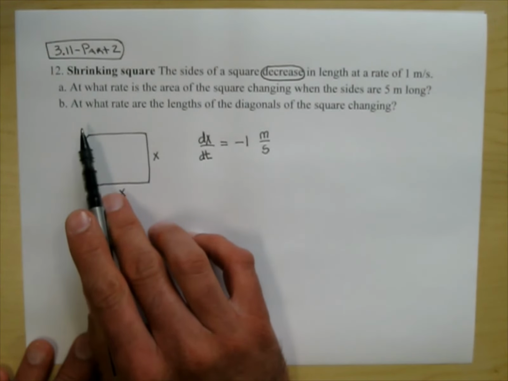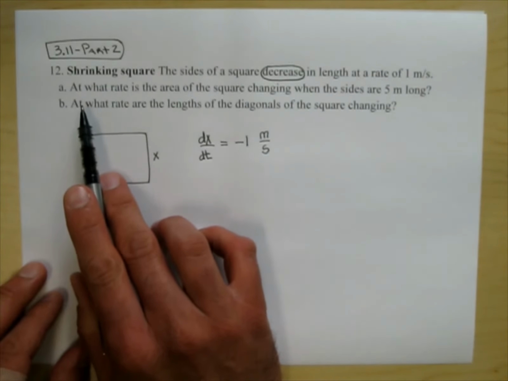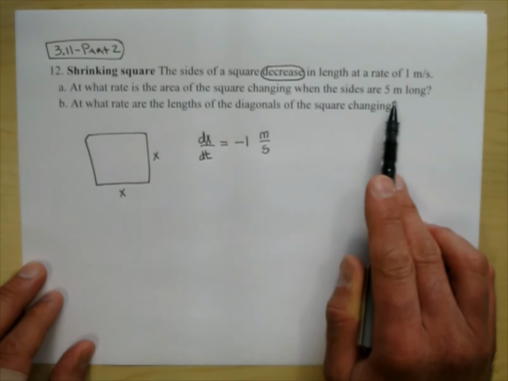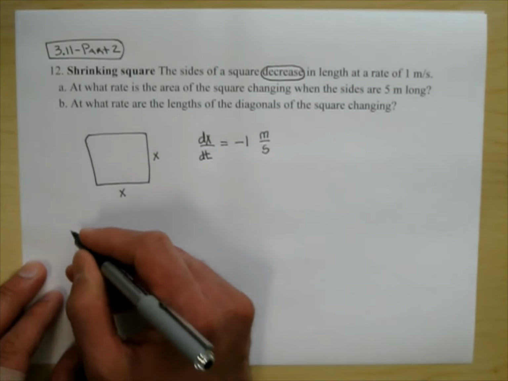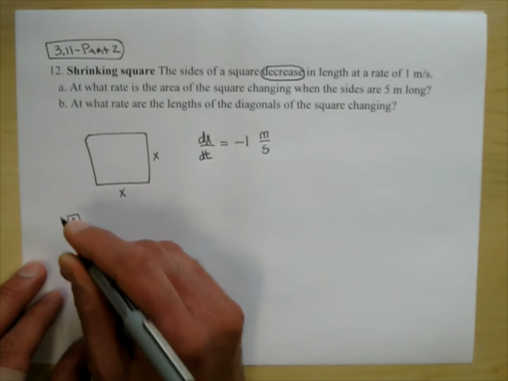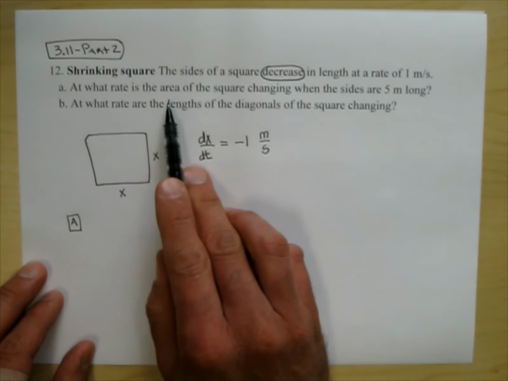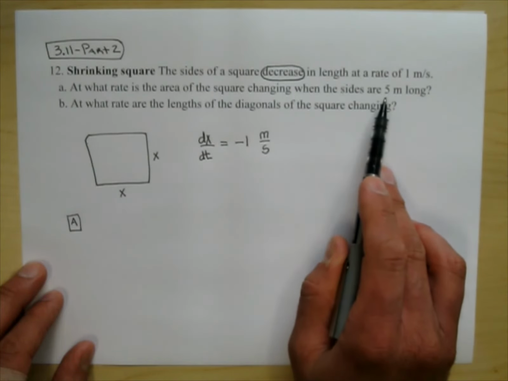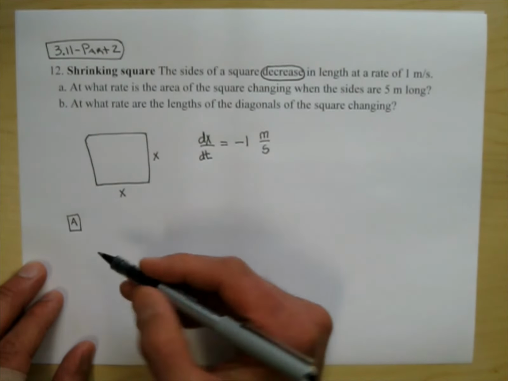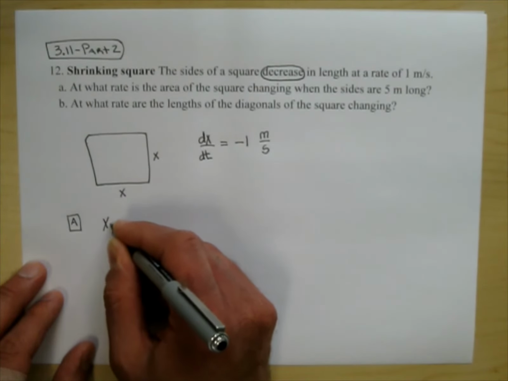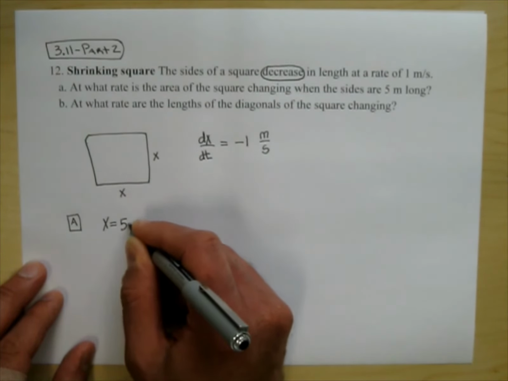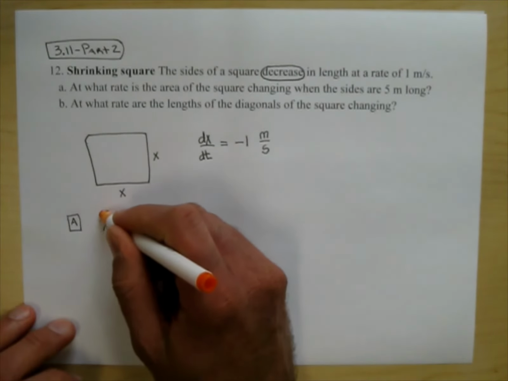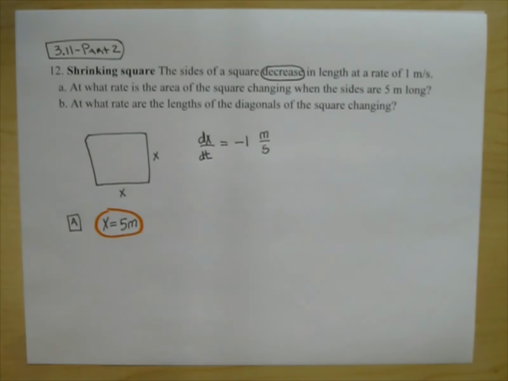Okay, there's two problems in one here. The first part says, at what rate is the area of the square changing when the sides are 5 meters long? So this is part A. And they're asking, at what rate is the area of the square changing? Okay. 5 meters long, that's what the sides are. So this is x equals 5 meters. We're going to color code this. So that will make it orange.